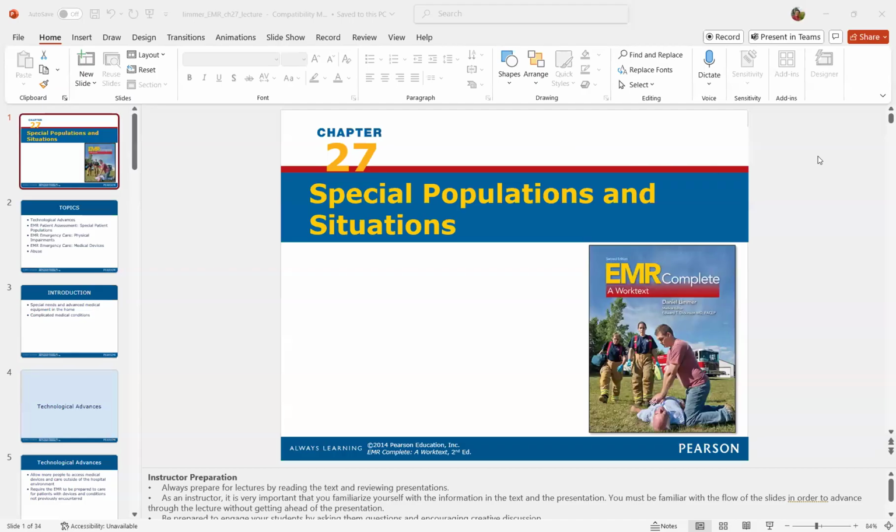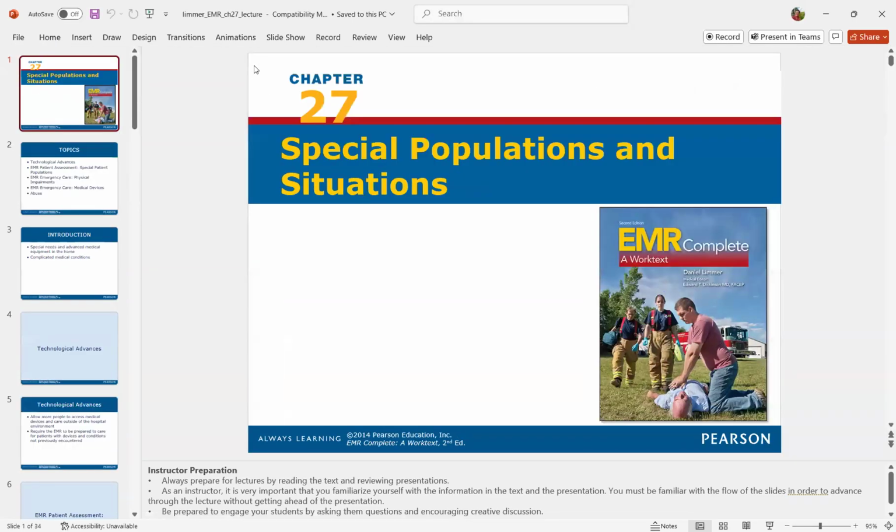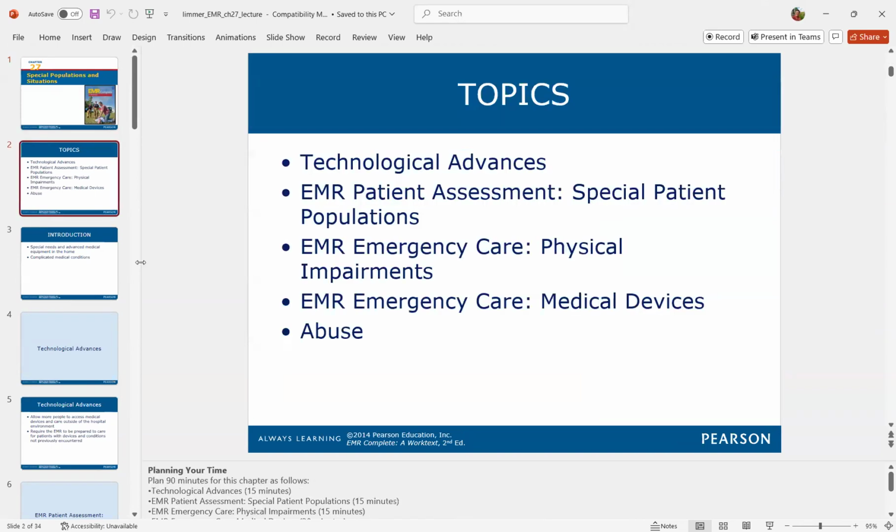All right, so let's do 27. So this is special populations and situations. I move this little bar up. There we go. So special populations and situations. So this one we're going to talk about technological advances, special patient populations assessment and care, our physical impairment care, medical devices, abuse.